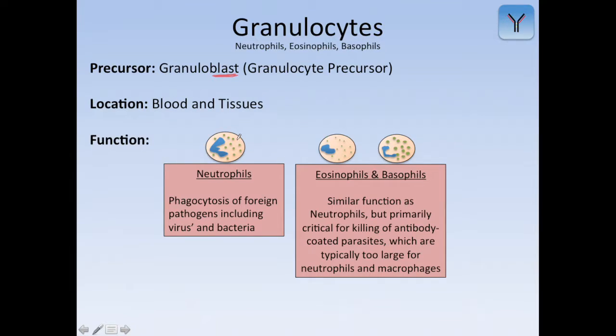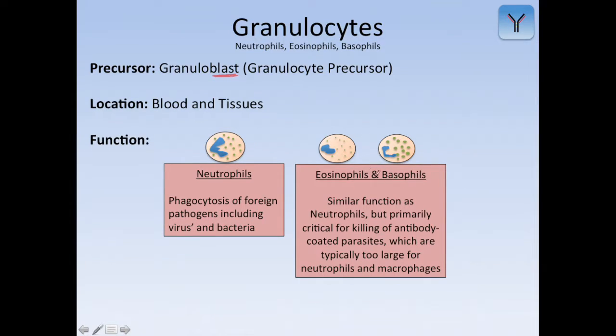And particularly the functions of these, so I've actually had the 3 different types of cell lines here. You've got the neutrophils. Firstly, the neutrophils have these granules in them as well because they have the cytotoxic chemicals and degradative enzymes in there. They perform phagocytosis of foreign pathogens, including viruses and bacteria.